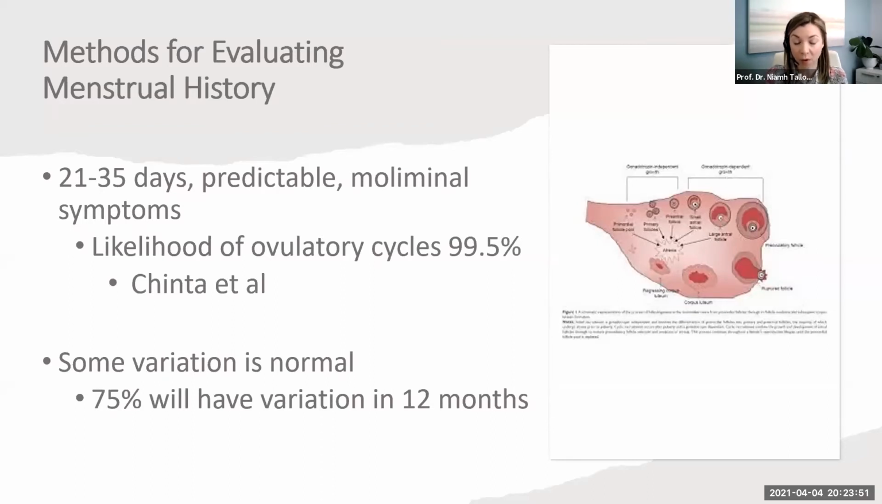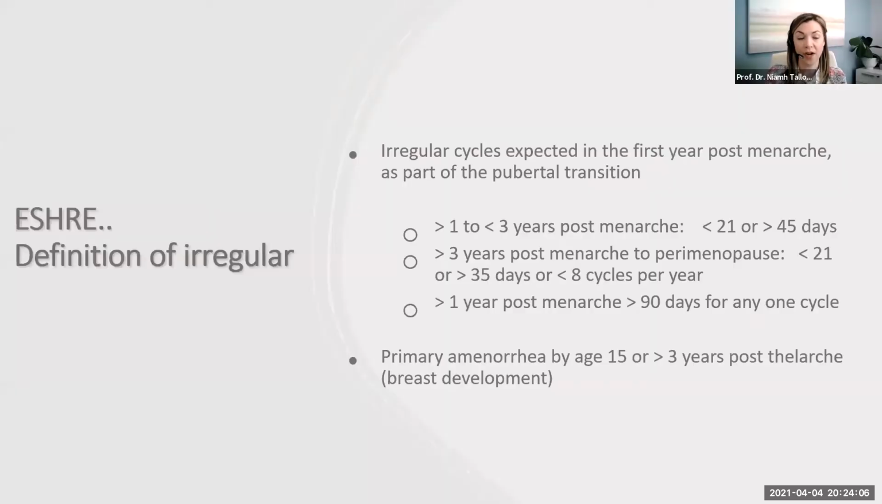There is some normal variation amongst women who are still ovulatory. This has been followed in groups of women over a year, where 70% will have some variations, but those variations are considered normal up to 5 days. Now, ASRM has put out a definition of what is considered irregular for menstrual cycles. This was part of their PCOS guideline.